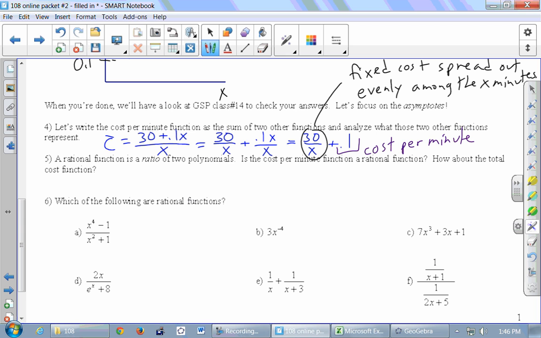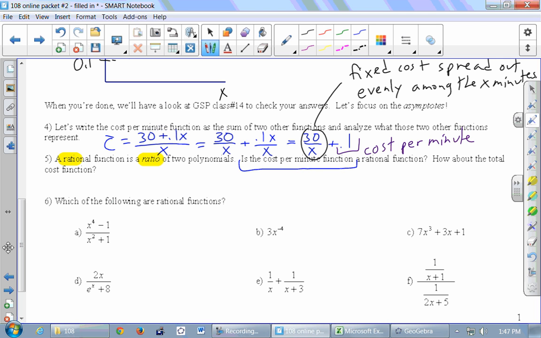Number 5, a rational function is a ratio of two polynomials. That word ratio is italicized. I will highlight it and just point out that it is in the beginning of the word rational. Is the cost per minute function a rational function? How about the total cost function? Okay, so is cost per minute a rational function? Is it a ratio, meaning a division, of one polynomial divided by another? Well, let's see, the top thing is 30 plus 0.1x, that's a polynomial. X in the bottom, that's a polynomial, so yes, it is a rational function.